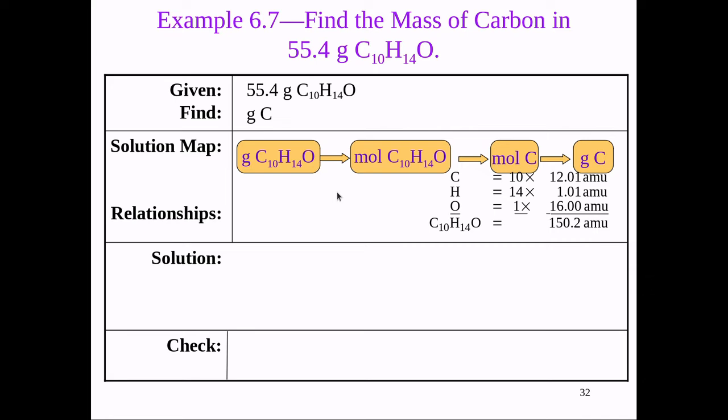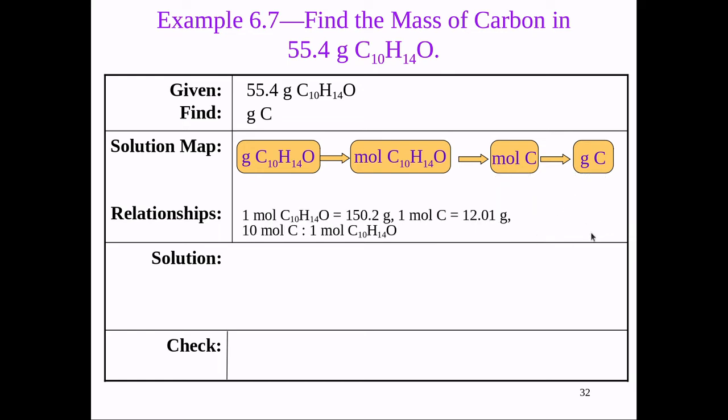So let's look at our relationships here. First thing we're going to do is figure out what is the mass of 1 molecule of C10H14O. We add them all up and we see it's got 150.2 AMU. Next, we can dump out the relationships that we're going to need. There's 1 mole of C10H14O for every 152 grams. There's 1 mole of carbon for every 12.01 grams. Again, we're getting that from the periodic table. And there's going to be 10 moles of carbon for every 1 mole of C10H14O.